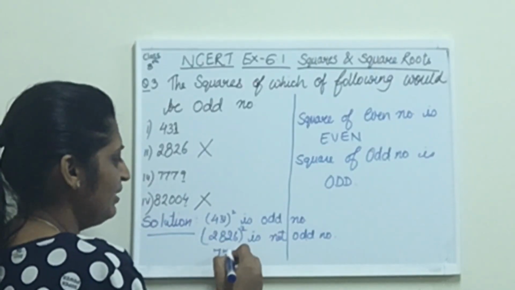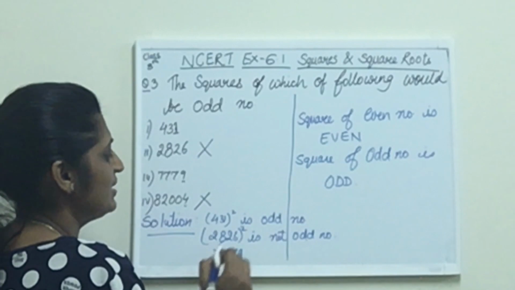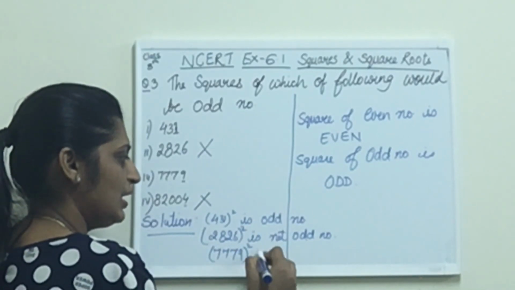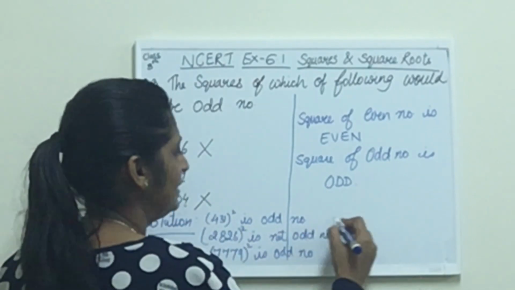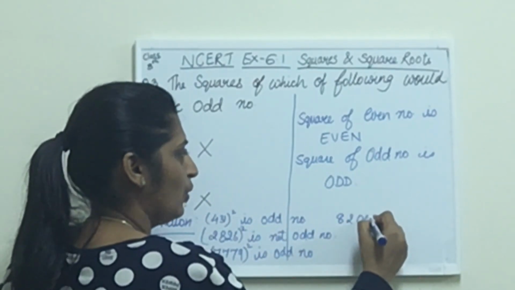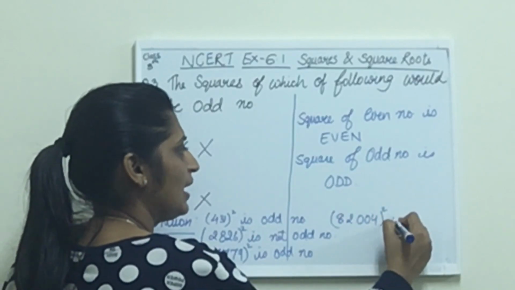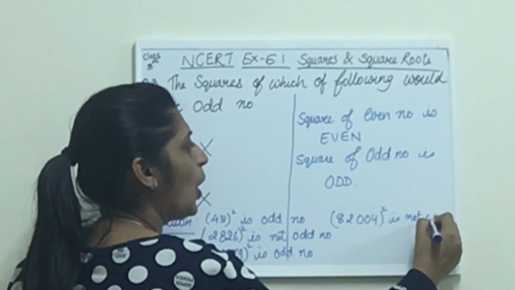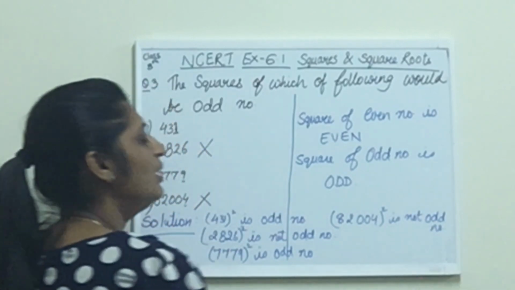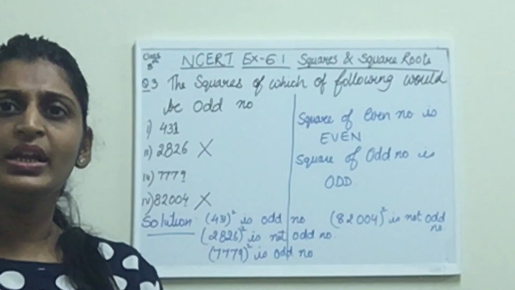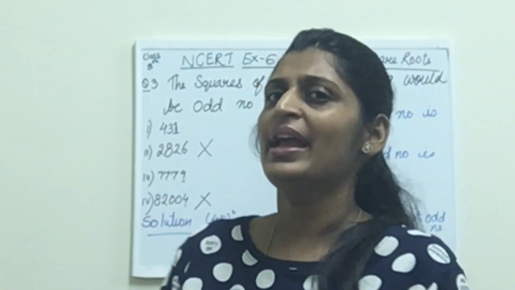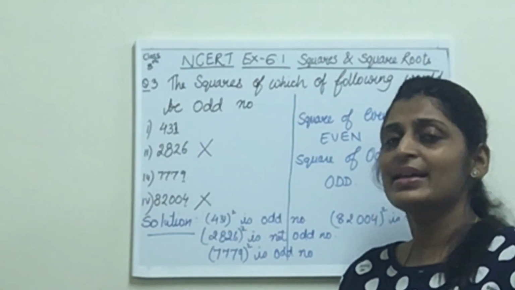Third part, 7779 square is an odd number. Why? Because it itself is an odd number. And the last part, 82,004 is not an odd number. Why is it not an odd number? Because the number 82,004 is an even number. And hence, this is the solution to question 3 of exercise 6.1 NCERT, squares and square root.